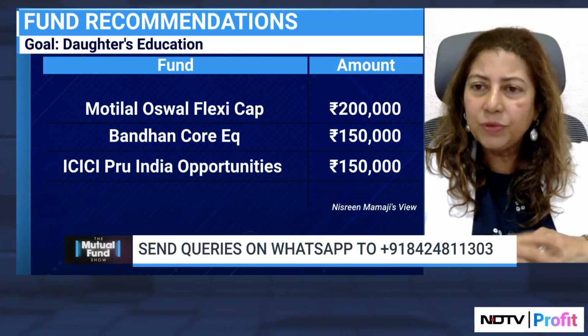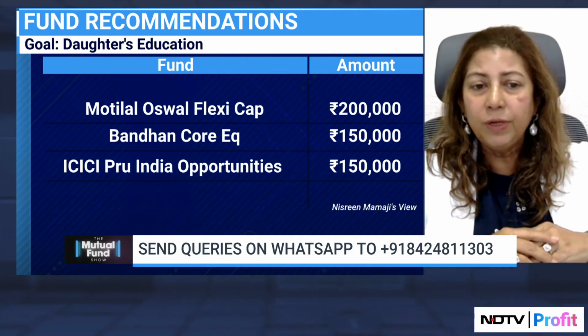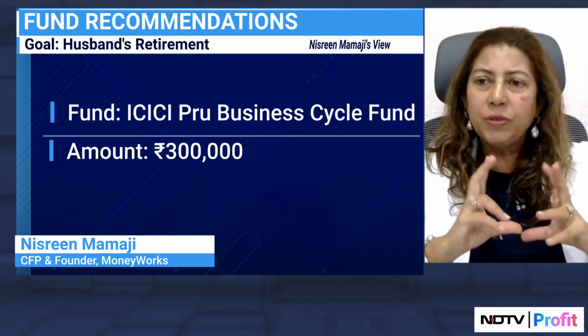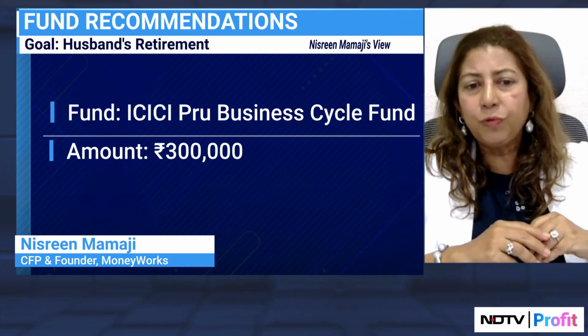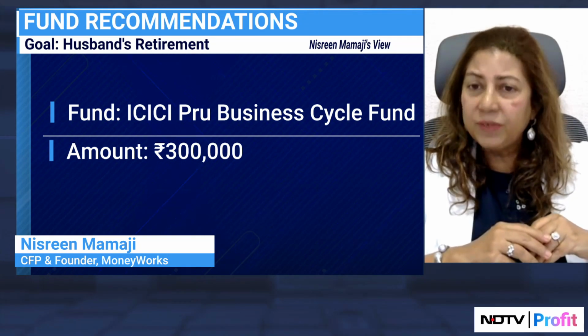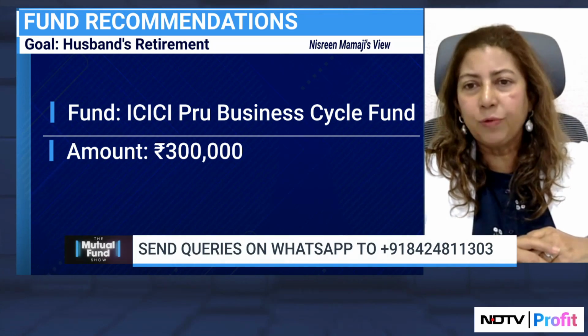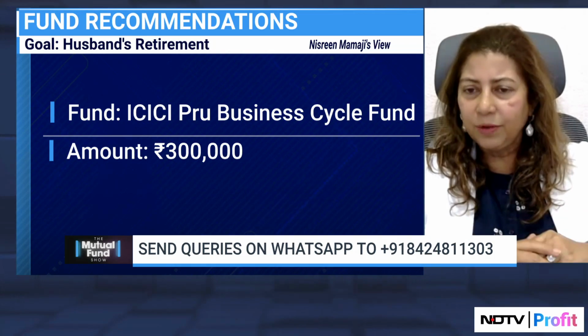And for the husband, who's going to retire about 10 to 12 years down the road, we would recommend ICICI Pru Business Cycle Fund, which is a sectoral thematic kind of fund. And there she can invest about 3 lakh rupees. And at about 15% compounded annualized growth rate, she can expect about 16 lakh rupees at the end of 10 to 12 years. All right, fantastic. So this is the asset allocation.